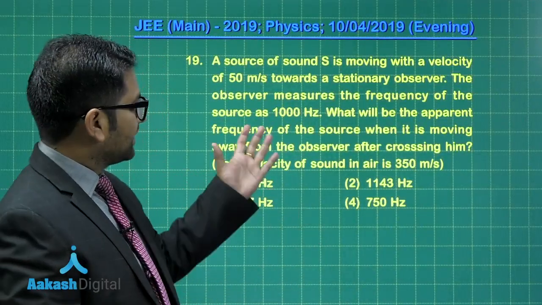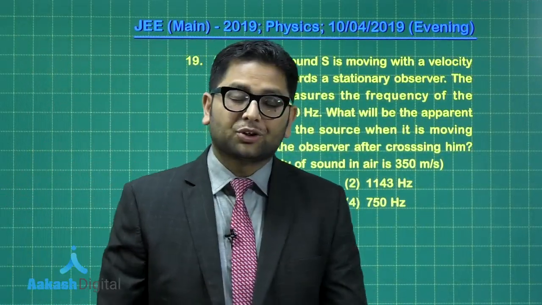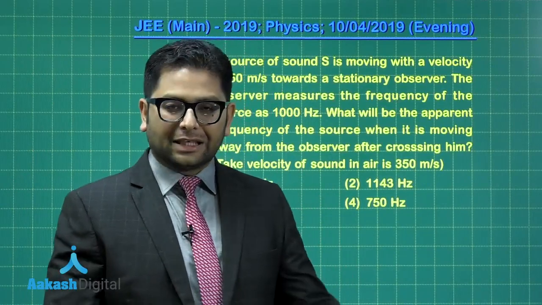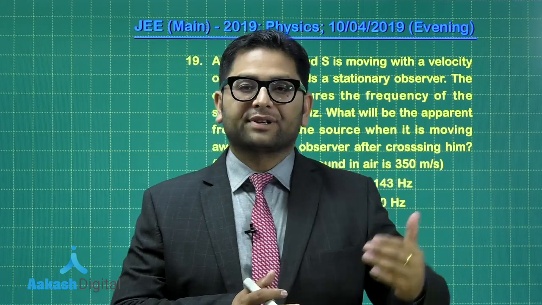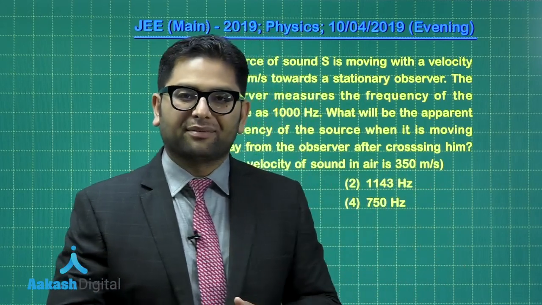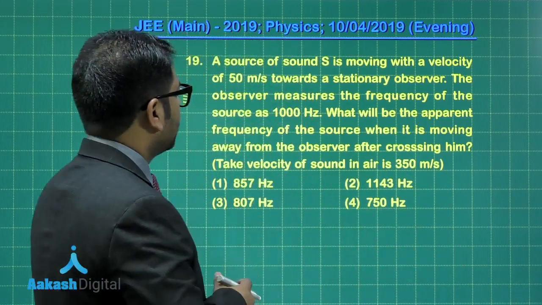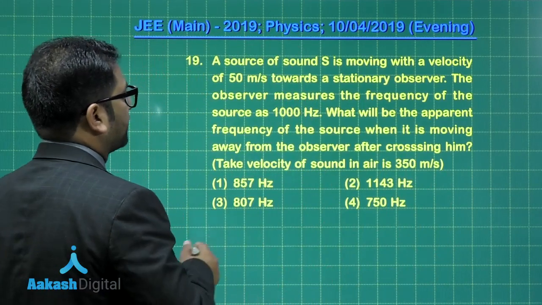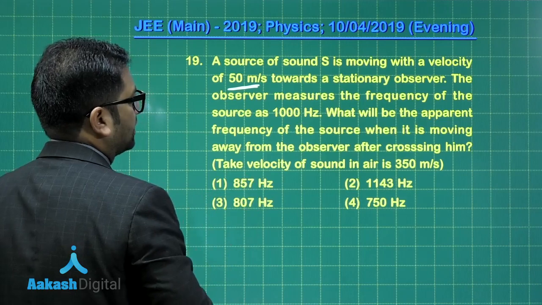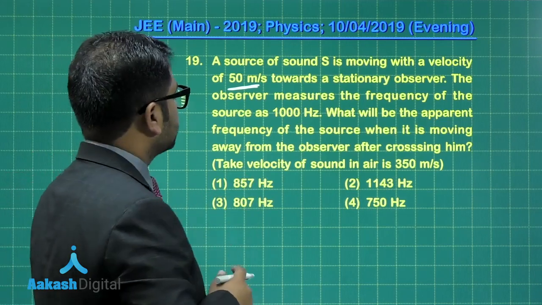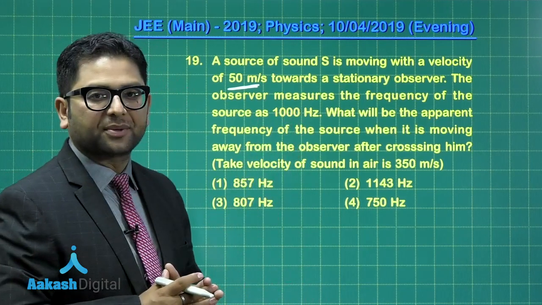Okay, the 19th question related to Doppler's effect. And even in this very question, this is the second occurrence so far from the topic of waves. Here it says a source of sound S is moving with a velocity this much towards a stationary observer. The observer measures the frequency of the source as this much.